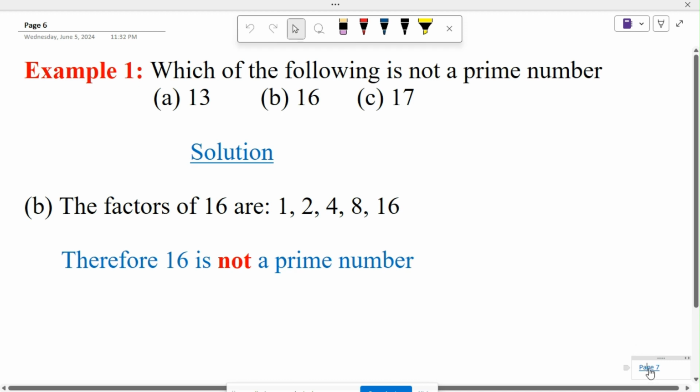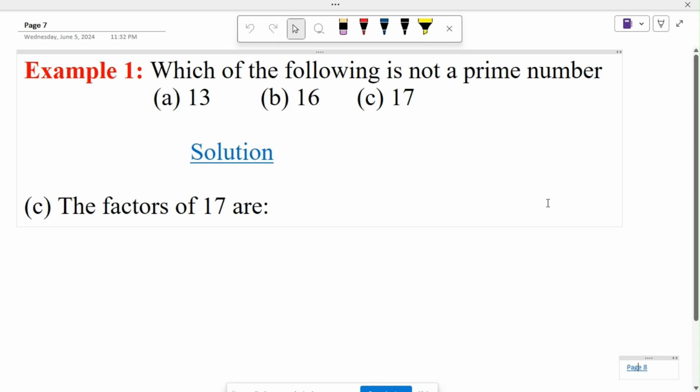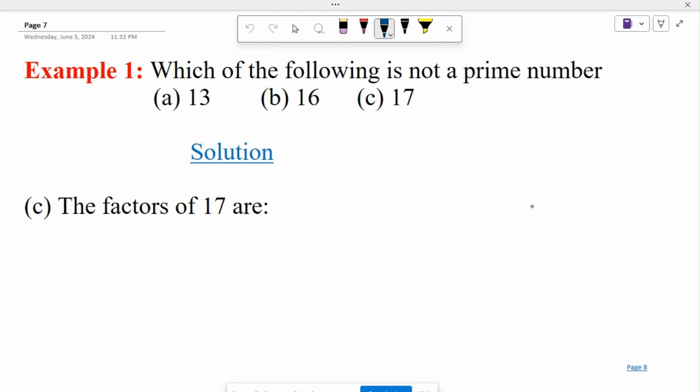Right? Let's go to the last one. The last one now we have 17. So by testing, you have 17. 17 divided by 1, your outcome is 17. And I'll write 1 and 17 as the factors of 17.